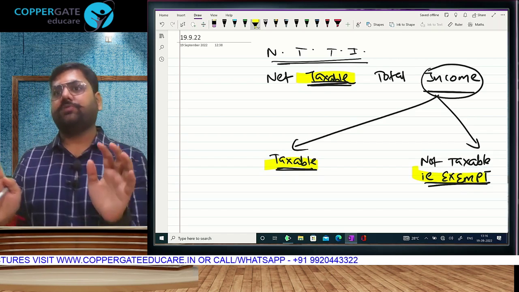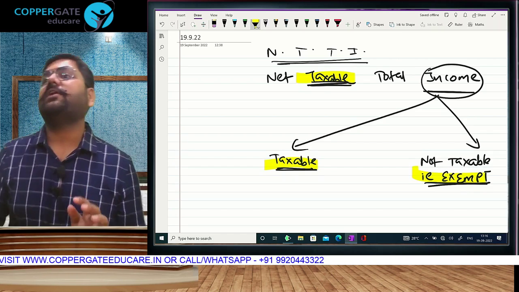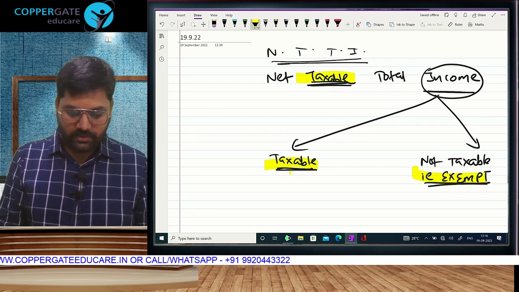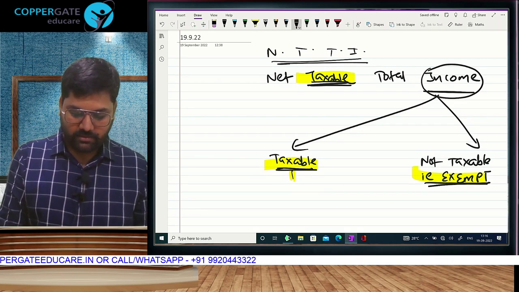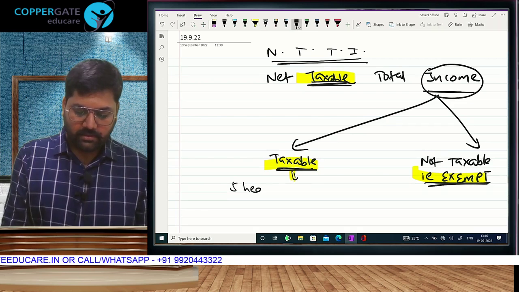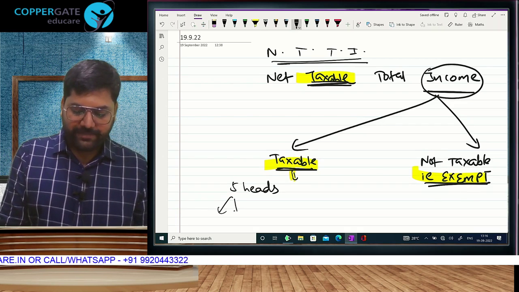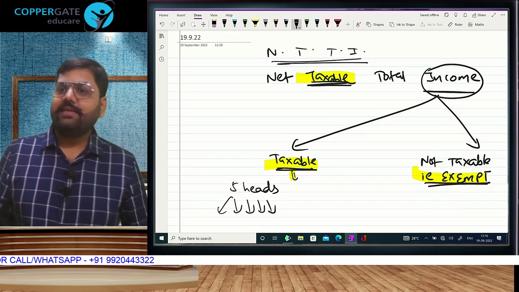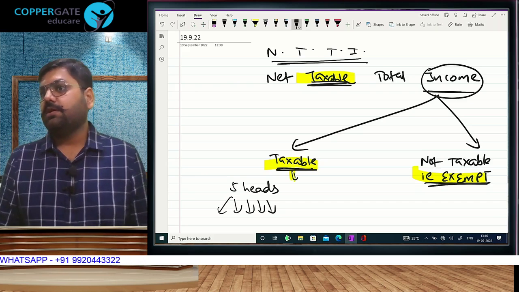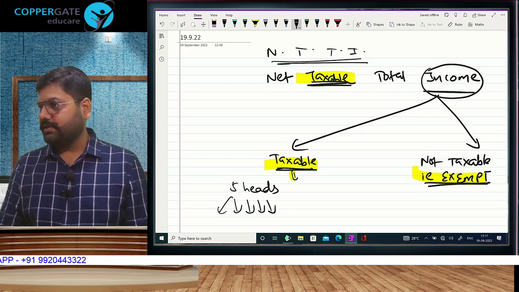So we have to learn two things. Things which are included in our total income. That is our 5 heads, 5 different chapters, 1, 2, 3, 4, 5. Salary, house property, business, capital gain, other sources. Are they taxable? Yes, sir.